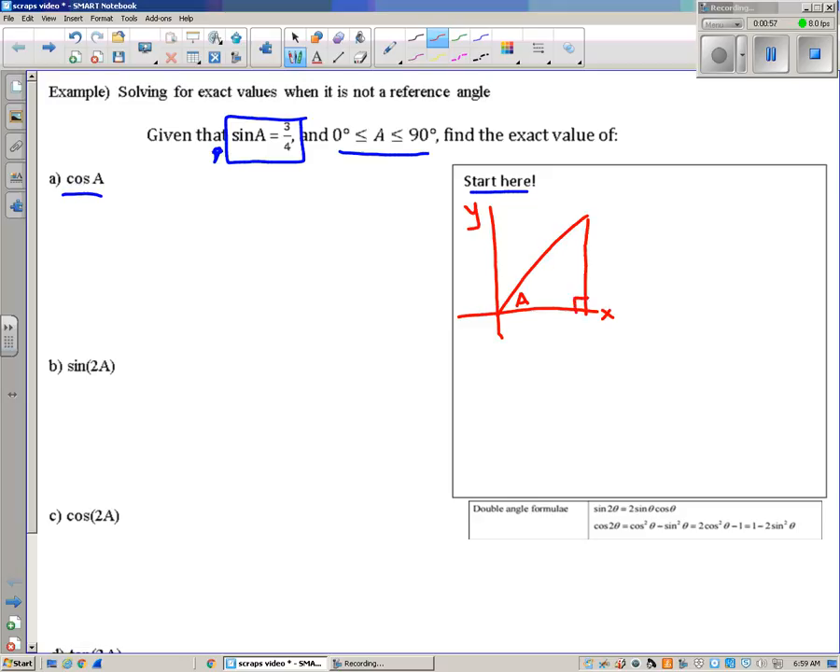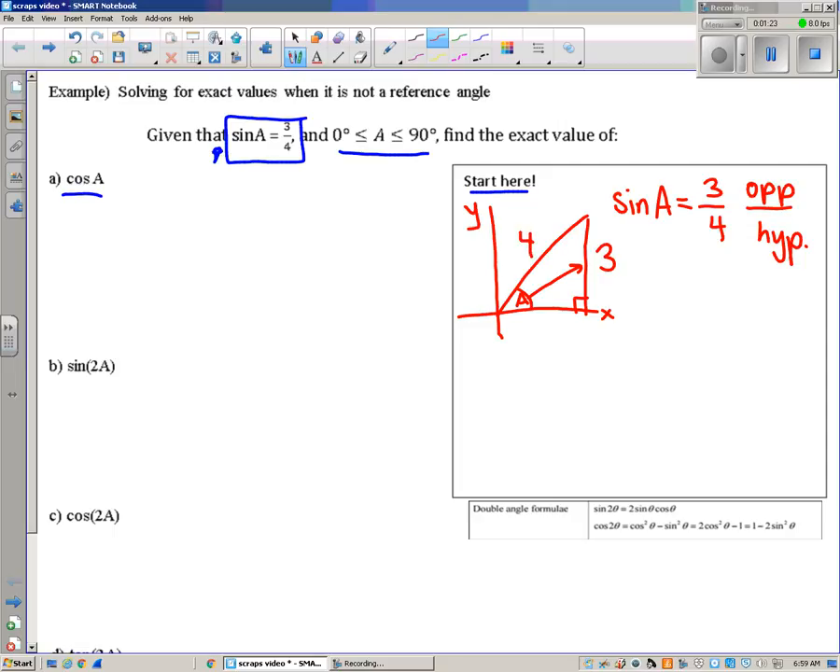Now you have to consider what you remember about the sine. Sine of A is equal to 3 over 4. I remember from SOHCAHTOA that sine is the same thing as opposite over hypotenuse. So I can fill in those details. If A is this angle right here, opposite that angle should be a value of 3. And the hypotenuse of this triangle, the side opposite the right angle, should be 4.